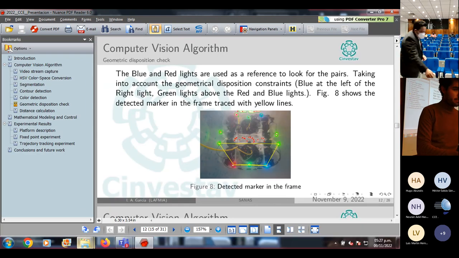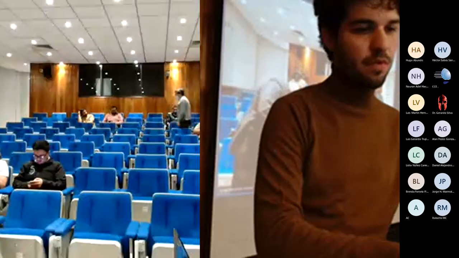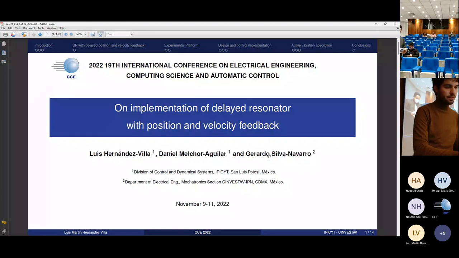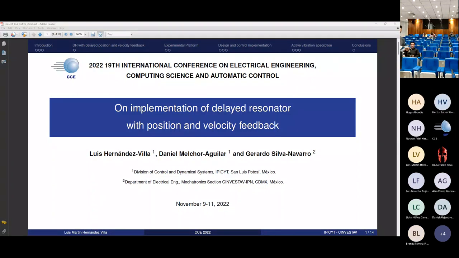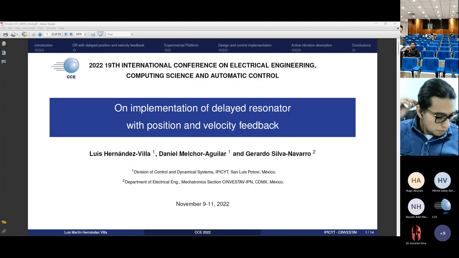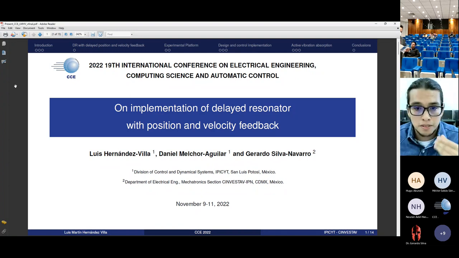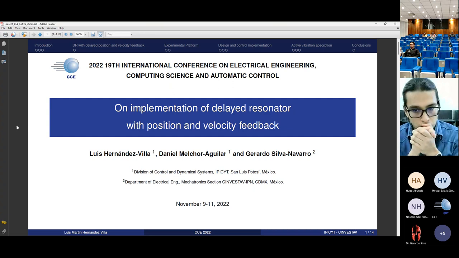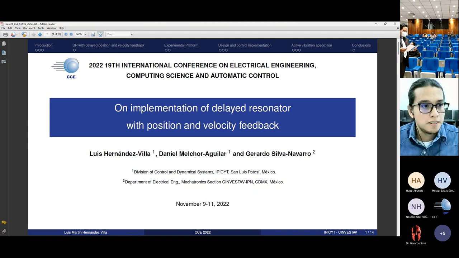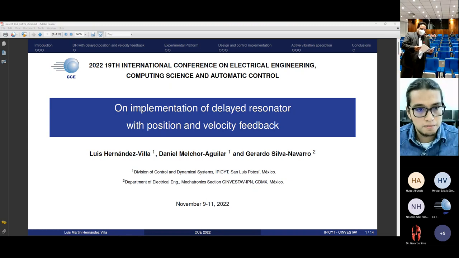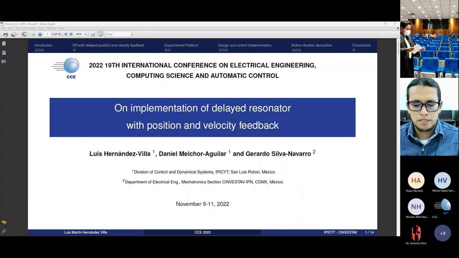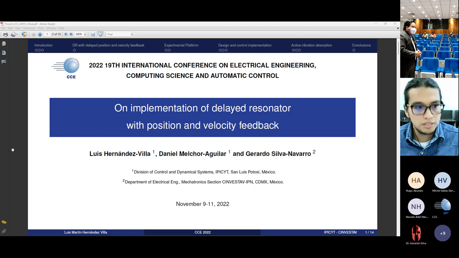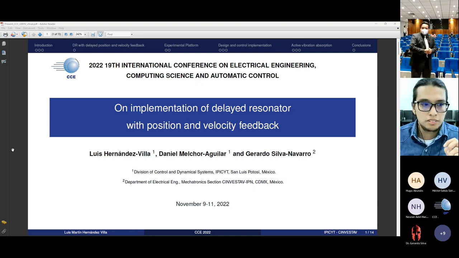Well, it's time for the last presentation of this session, and the paper presented is called On Implementation of the Delayed Resonator with Position and Velocity Feedback, and is presented by Mr. Martin Hernandez-Villa, also authored by Dr. Daniel Alejandro Melchor-Aguilar and Dr. Gerardo Silva-Navarro. This presentation, I understand, is to be given virtually. So anytime you're ready, you can proceed.